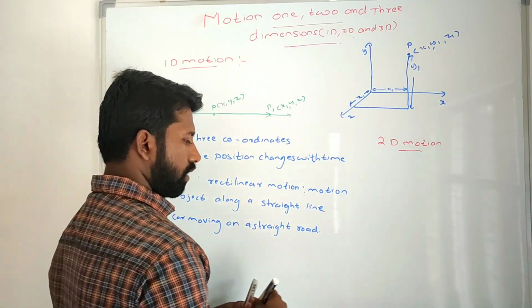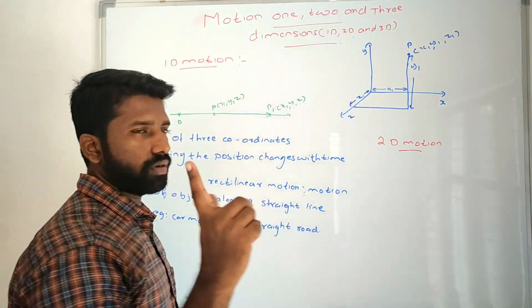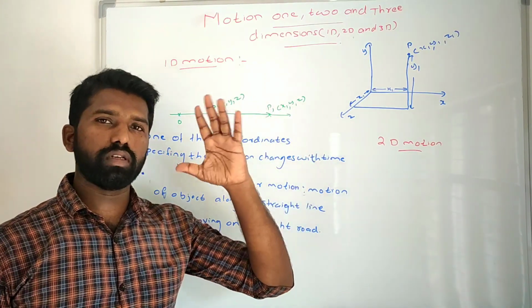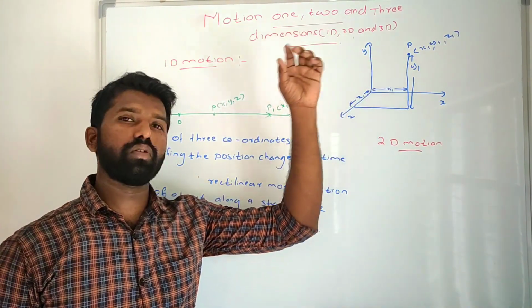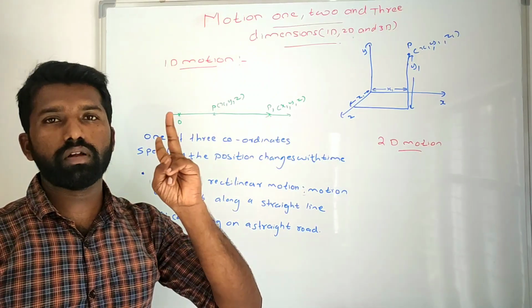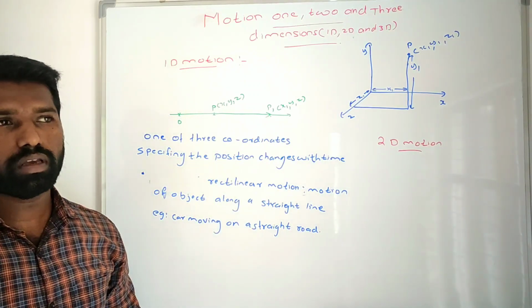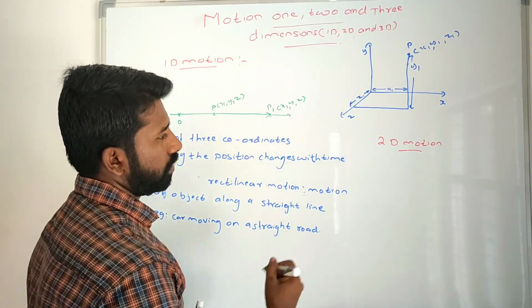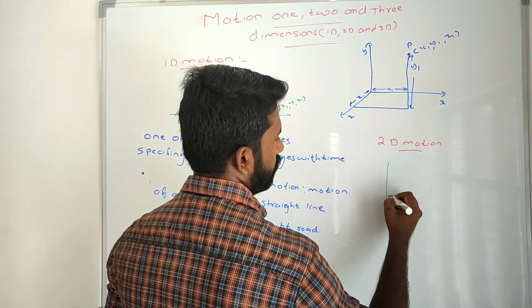Okay? In one-dimensional motion, one coordinate changes. So in two-dimensional motion, two coordinates change. Out of these three coordinates, two coordinates will change. If two coordinates change, how do we draw the diagram?